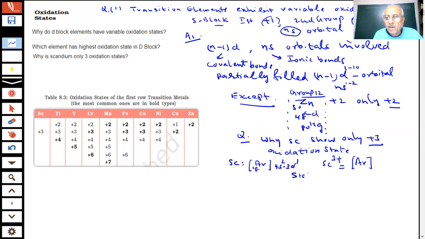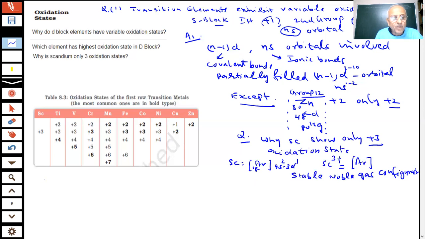It attains a stable noble gas configuration. So it adopts a highly stable electronic configuration. Therefore, scandium shows +3 oxidation state. Question answered? You have to see what answer we have to write in the exam. You can't write everything.